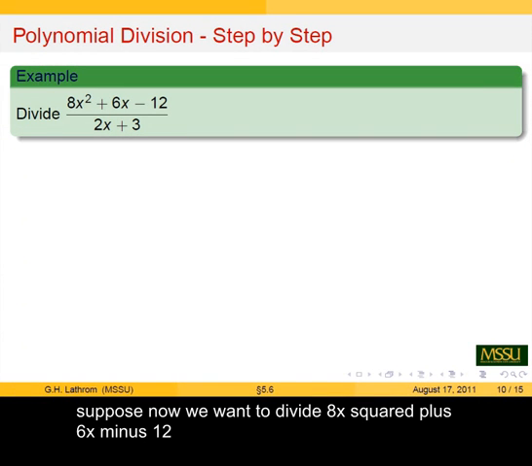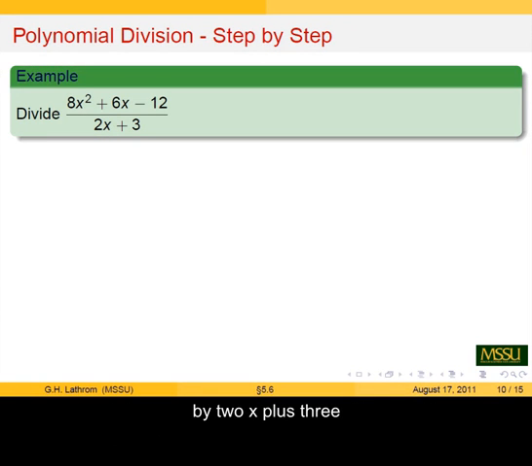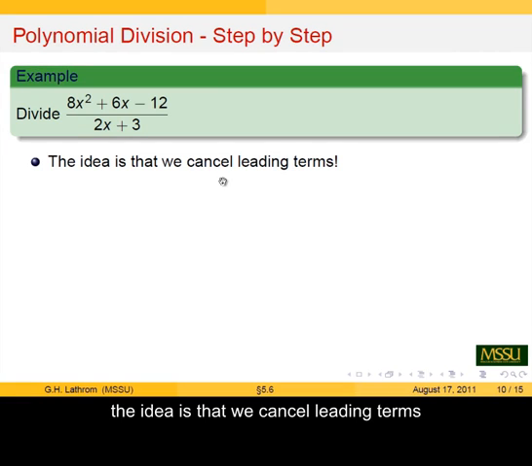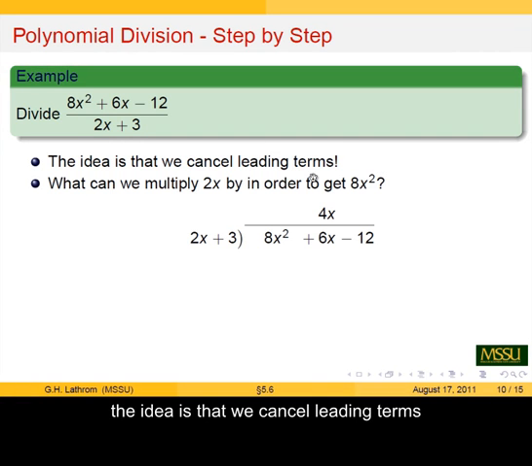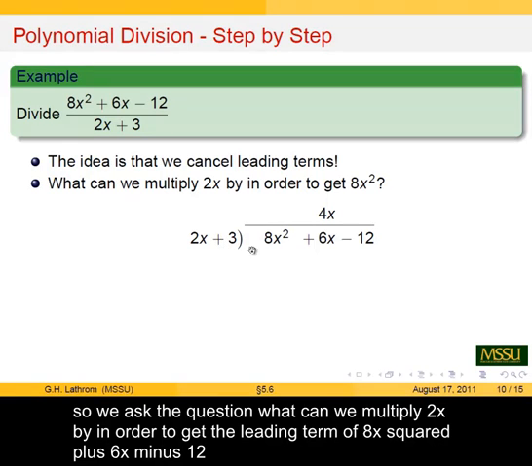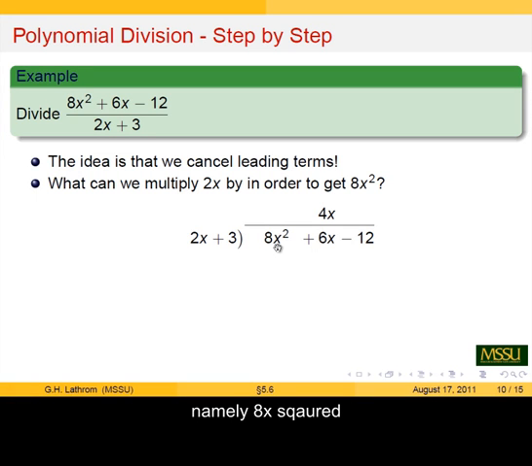Suppose now we want to divide 8x squared plus 6x minus 12 divided by 2x plus 3. The idea is that we cancel leading terms. So we ask our question, what can we multiply 2x by in order to get the leading term of 8x squared plus 6x minus 12, namely 8x squared? So what can we multiply 2x by in order to get 8x squared? The answer is 4x.